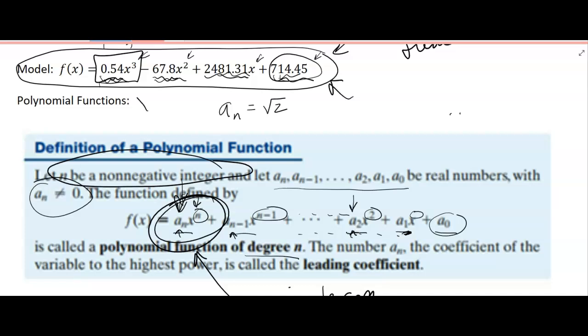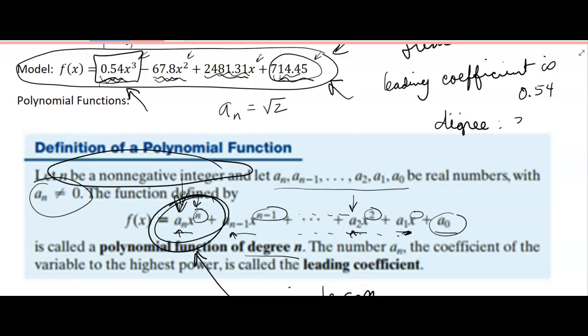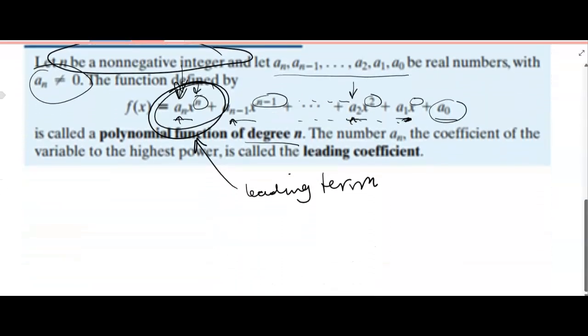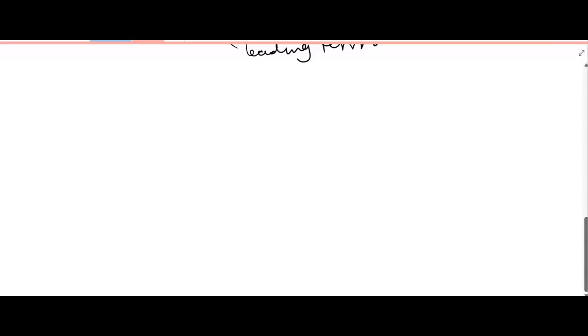We could talk about the leading term. We're going to do that more, but we could say the leading coefficient, because we're going to talk about this in a few videos, is 0.54. The degree is 3. So let me show you just quickly some things and see if you think it's a polynomial function or if it's not a polynomial function.